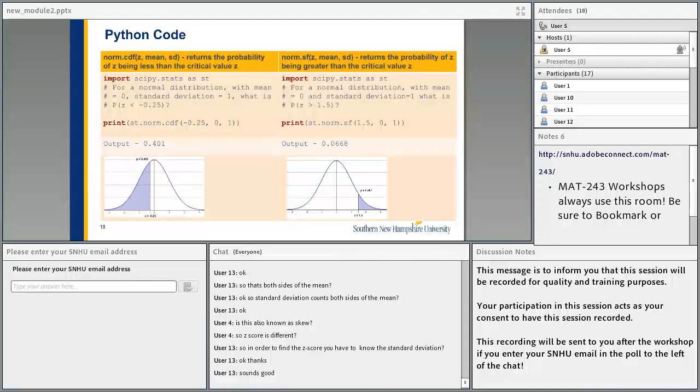So now the next part that you're going to do is calculate the probability associated with a particular z-score. Let's say I have a z-score of negative 2.5, and I'm trying to find the probability of getting a value which is less than this value. So the Python function for that is st.norm.cdf.